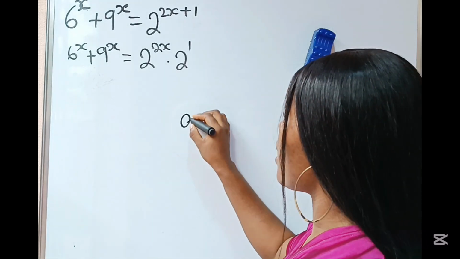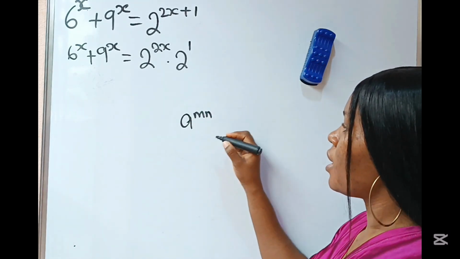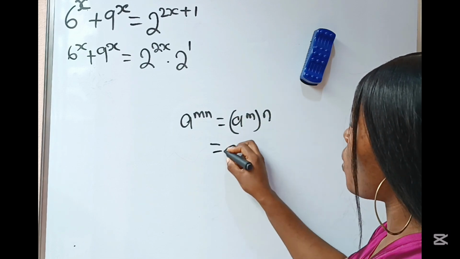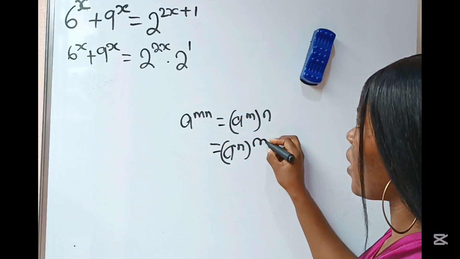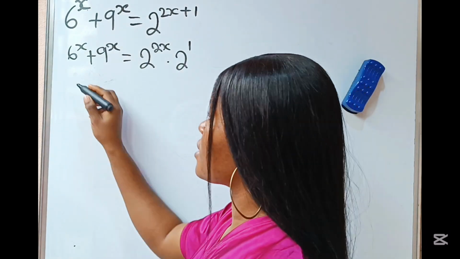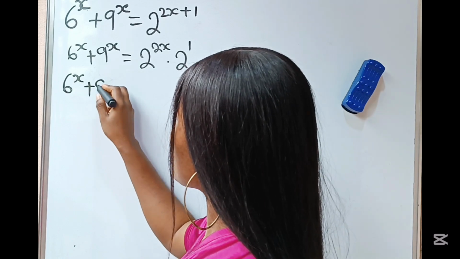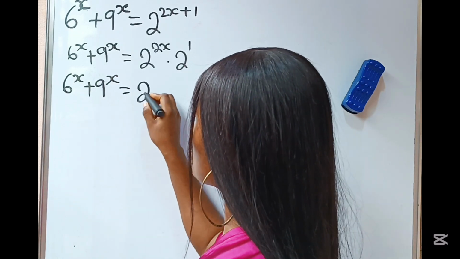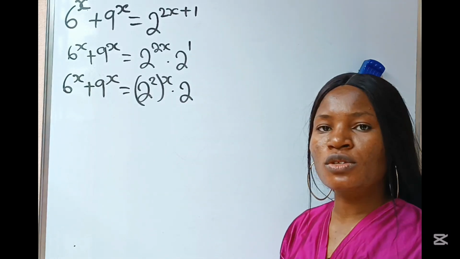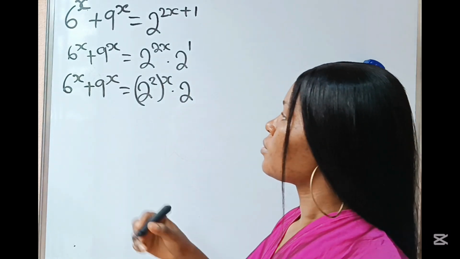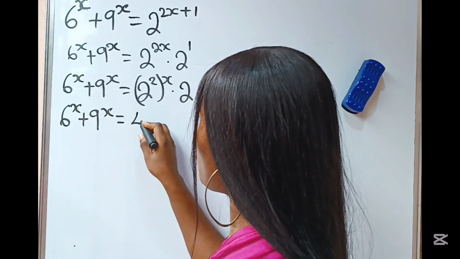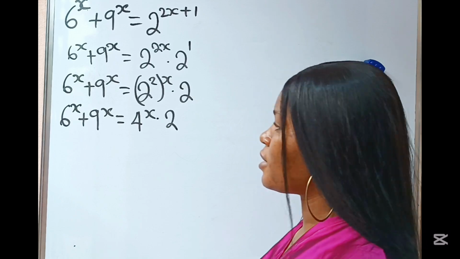If you have a to the power of mn, it is equal to a to the power of m raised to the power of n, and also equal to a to the power of n raised to the power of m. Therefore we can write this as 6 to the power of x plus 9 to the power of x is equal to 2 to the power of 2 raised to the power of x multiplied by 2, because 2 to the power of 1 is still 2. Now we have 6 to the power of x plus 9 to the power of x is equal to 4 to the power of x multiplied by 2.